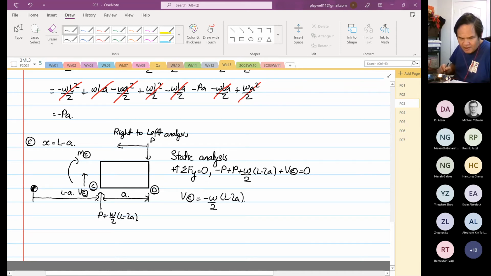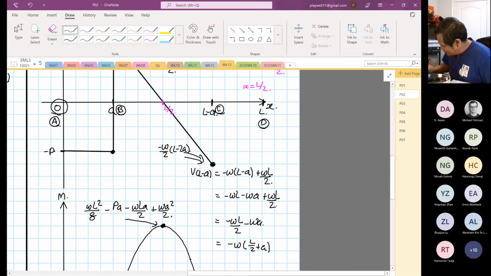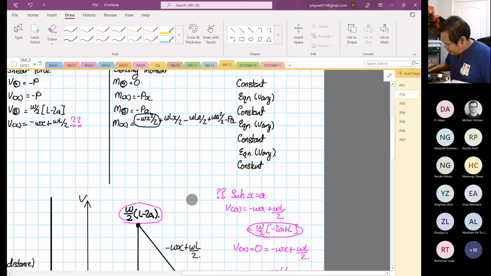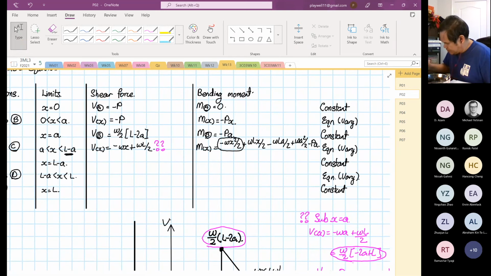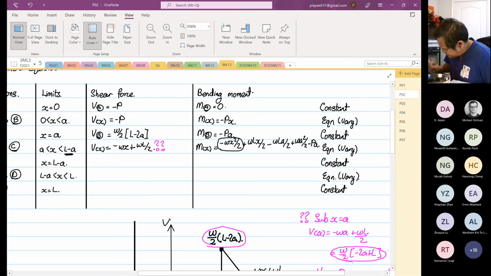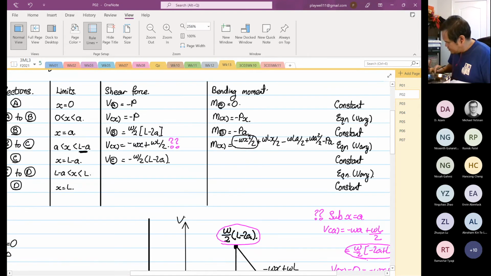So like what we have seen before, right? Remember when before we went to a break, we calculated this value over here. Point C is minus omega over 2 L minus 2A, exactly as what we have come up with. Okay, so we go to our table. So we know that V at point C is equal to minus omega over 2 L minus 2A. And then we do our moment.